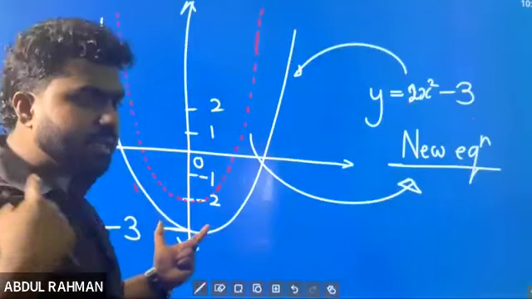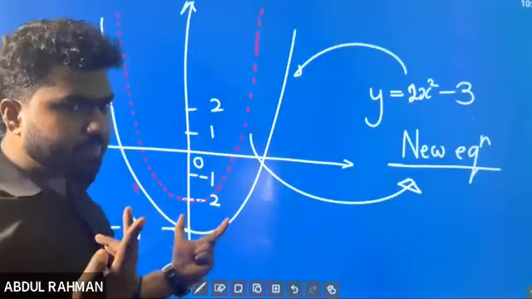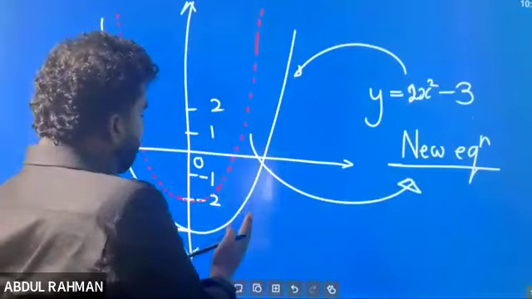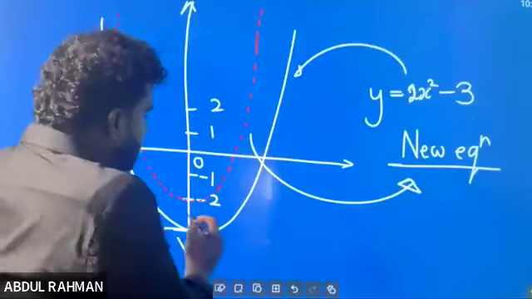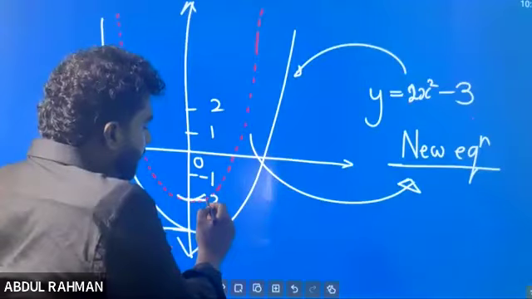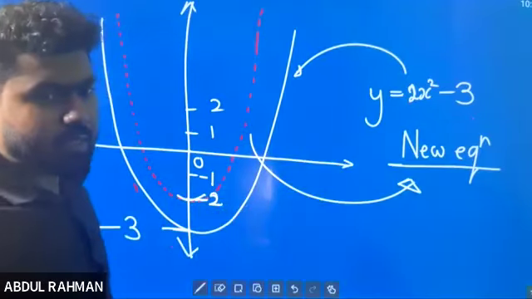Think well. Think a little. Now, if the graph is shifted 1 unit upwards, what is the new turning point for me? It is -2, right?